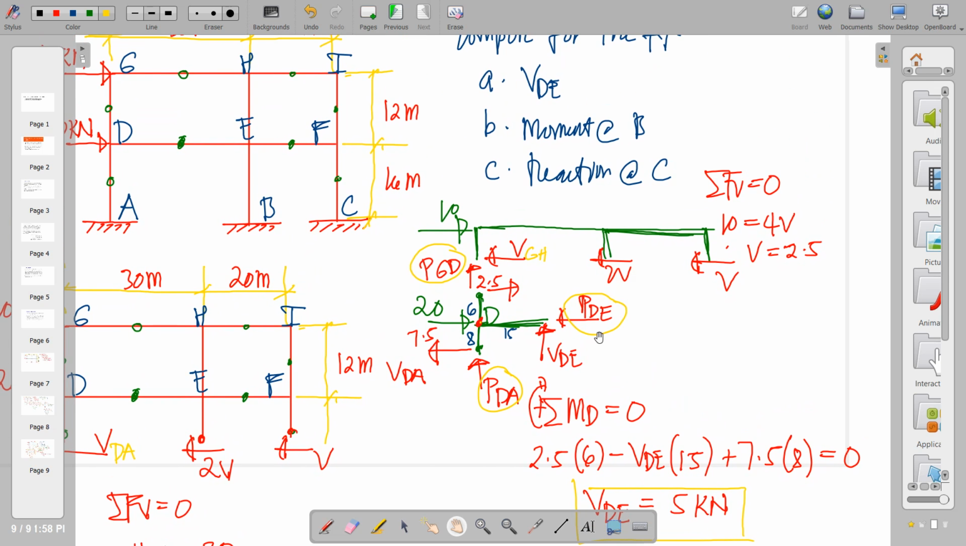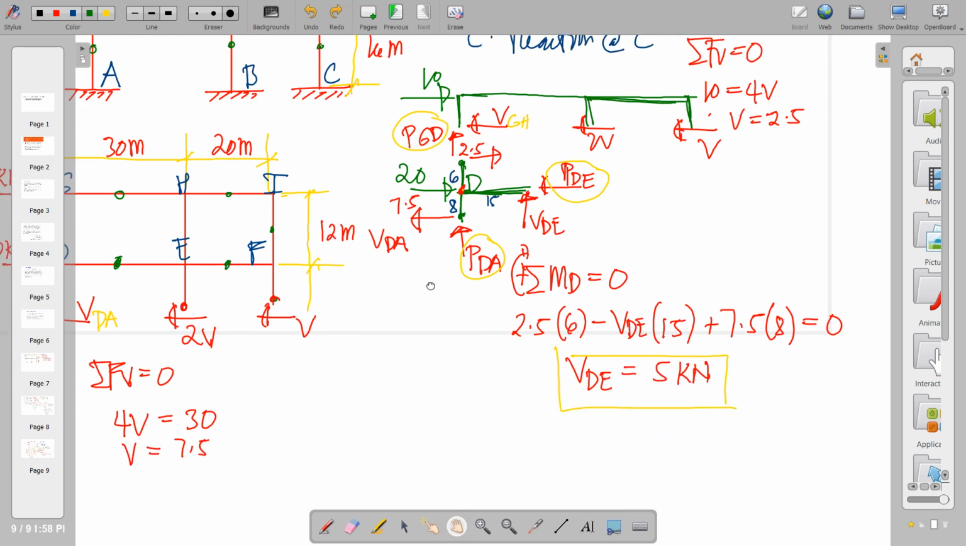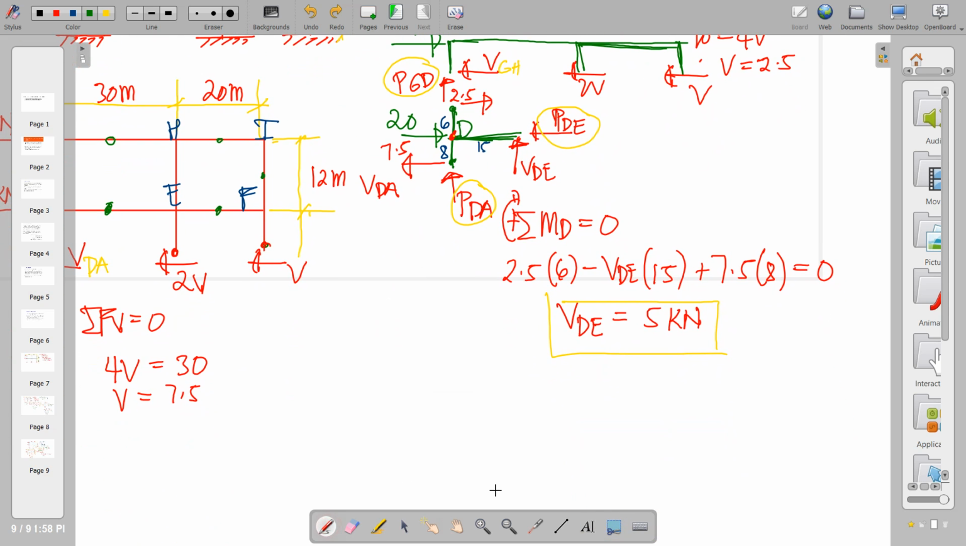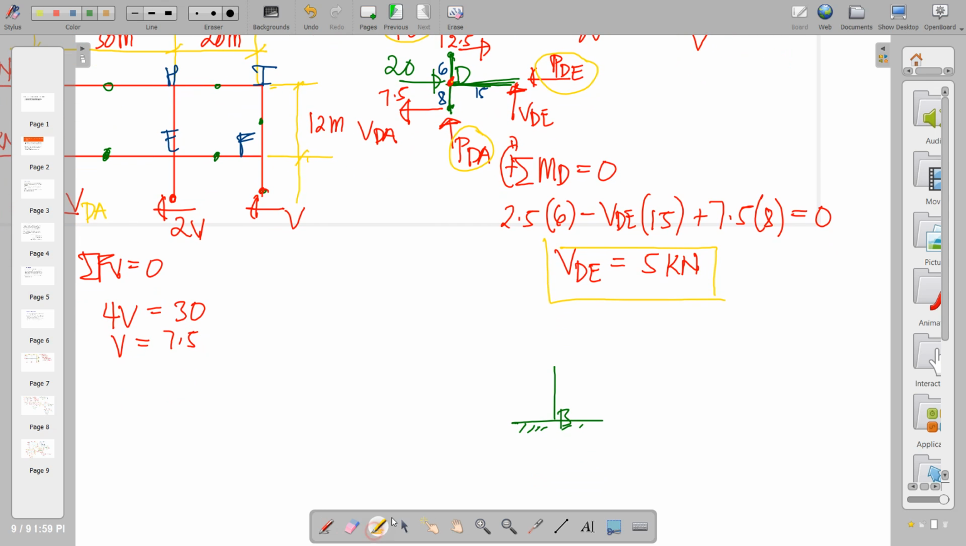Next, how about the moment at B? So B is here. Again, we will draw the portal of B. This is B. And also, there shall be a moment at B here.